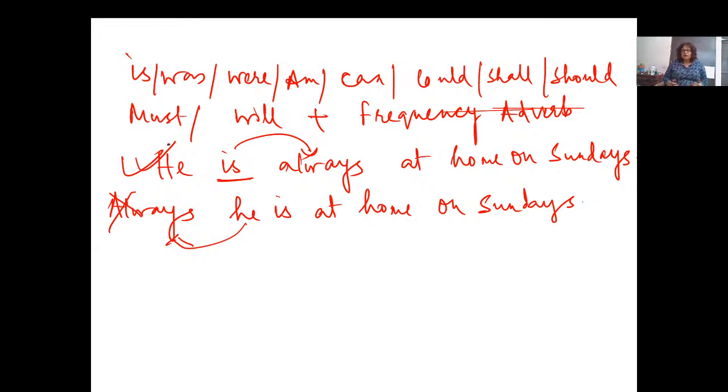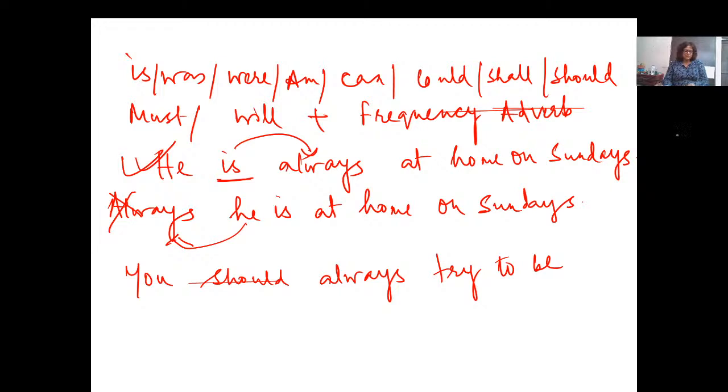Clear? And is, are, can, could, shall, should, may, might, must. After these, we can take a frequency adverb. And before the principal verb, we always use a frequency adverb. Let me give another example. If I write, "You should always try to be punctual." Here should is a helping verb, auxiliary verb, and after the helping verb we have to take always. You should always try to be punctual.